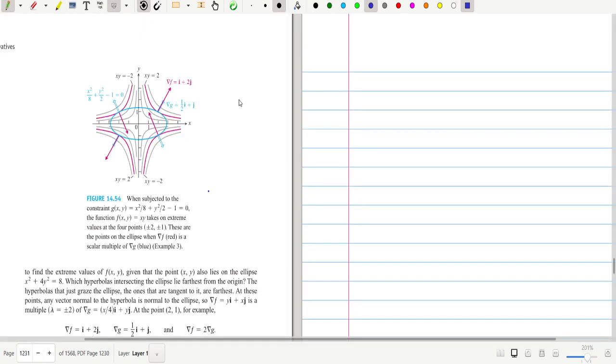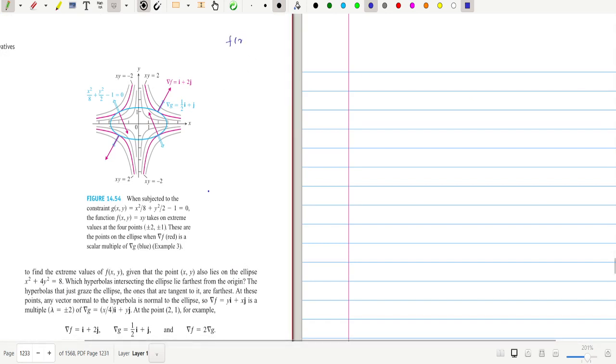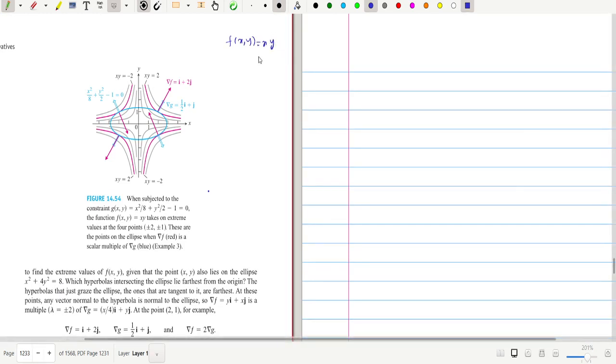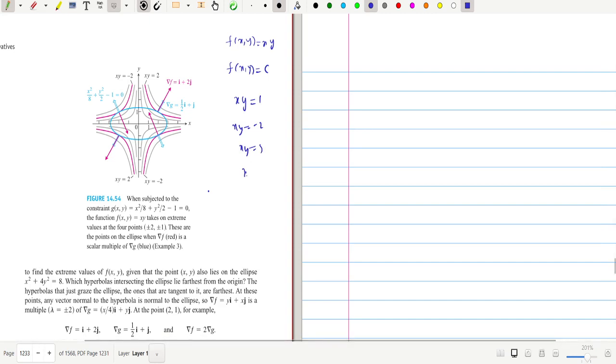The geometric idea of this solution is, first of all, we need to find the extreme values of f of xy equal to xy. When you consider this function, we need to find the values at which f attains maximum. So that means we need to find f of xy equal to some c, the set of all values like this. For example, xy equal to 1, xy equal to minus 2, xy equal to minus 3, xy equal to 5, and so on. So these are called the level sets of this function.